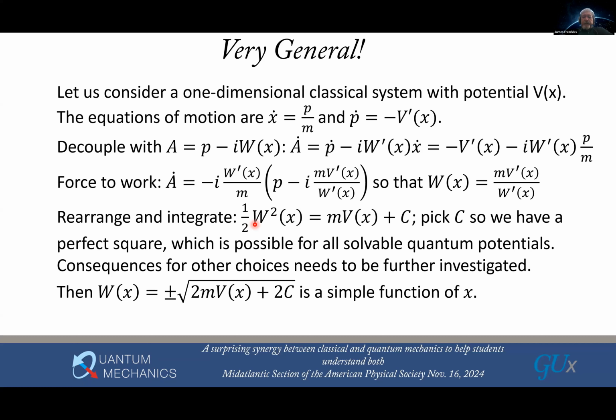Whether or not this would still work for any c that you might want to pick is something that is worth investigating further. We haven't looked into that in too much detail. But under the assumption that this is a nice perfect square, then w of x equals plus or minus the square root of this will be a simple function of x with no radicals in it.